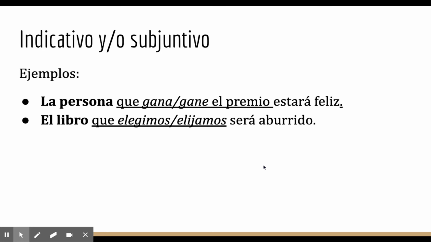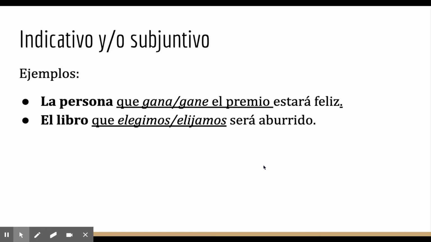Right, so here, la persona que gana el premio estará feliz, o la persona que gane el premio estará feliz. So a person, and then ganar is win, the prize, will be happy. And so if you say la persona que gana el premio, you say the person that's winning the prize, and you know who that person is. But if you say la persona que gane el premio, you're saying the person, whoever wins the prize, whichever person wins the prize will be happy, but you don't know the identity of that person at this moment.